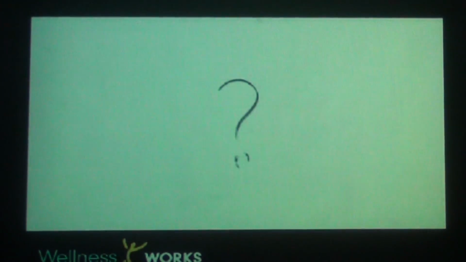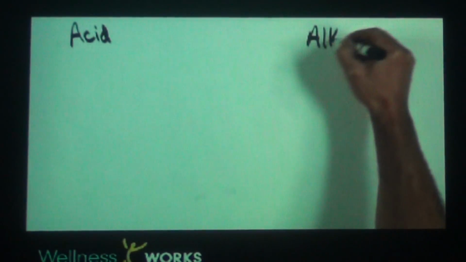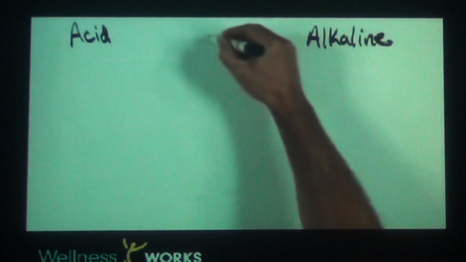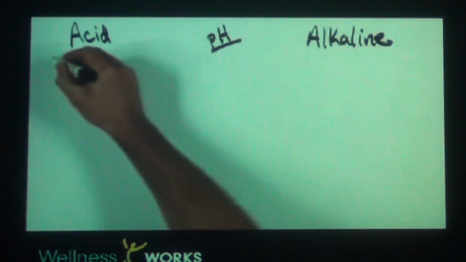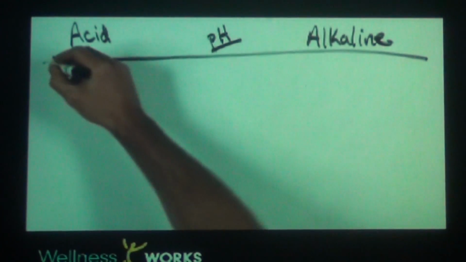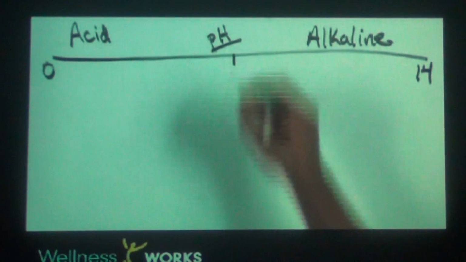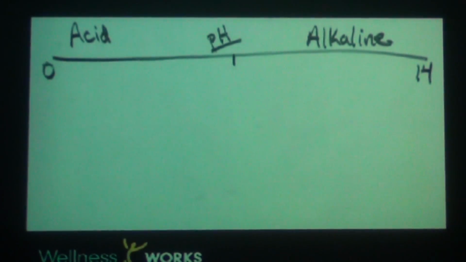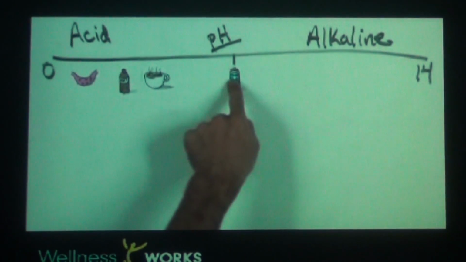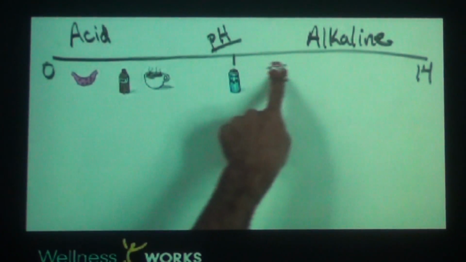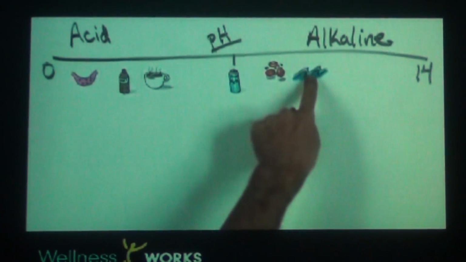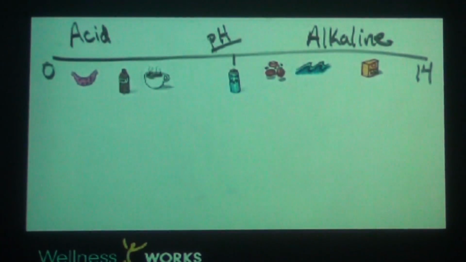Are you ready? Every food or beverage is alkaline, acidic, or somewhere in between. Alkalinity and acidity are measured in terms of pH, which stands for potential of hydrogen. This is a pH scale. It ranges from 0, the most acidic, to 14, the most alkaline. For example, let's consider the following pH values. Your stomach acid is 1. Diet soda is 2.5. Coffee 3. Water 7. Your blood ranges from 7.35 to 7.45. Seawater is 8.5 and baking soda is 12.